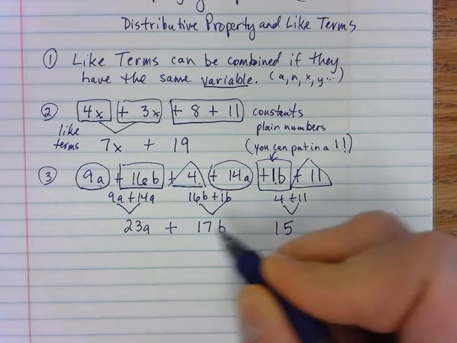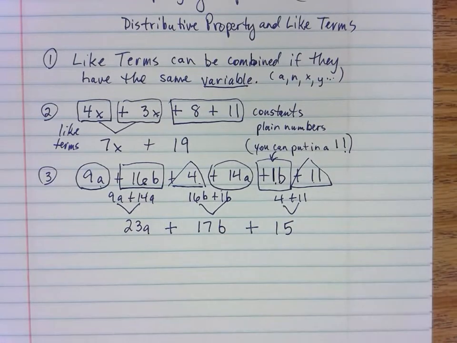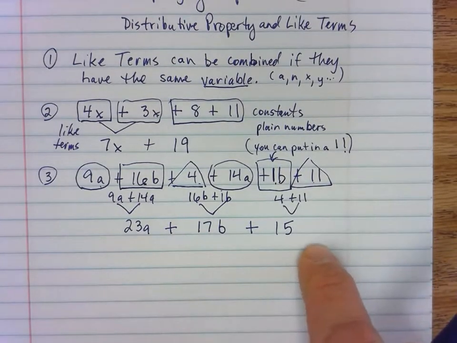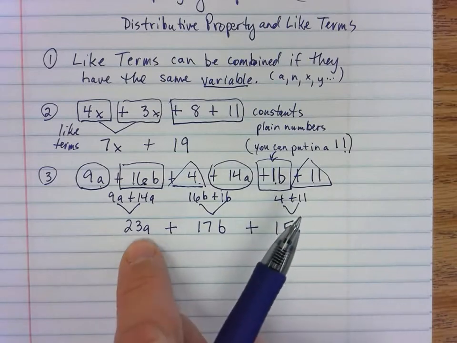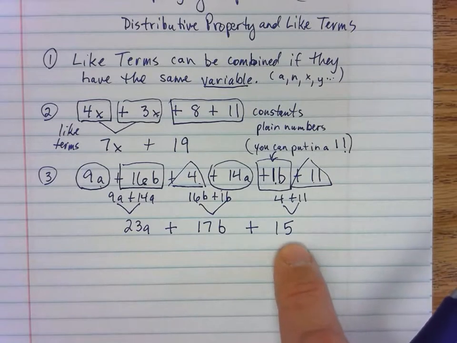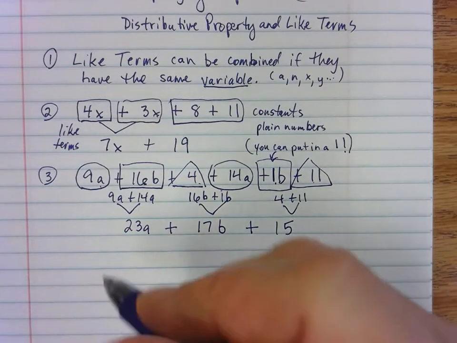And then of course this is all addition at the moment. It's going to get harder as the week goes on, but for today it's all positive and plus, and that's all roses and sunshine. Yay! You can see I also put them in alphabetical order, and I put the constant on the end, and that's the way you want to do it. So I did the 23a plus the 17b plus the 15.